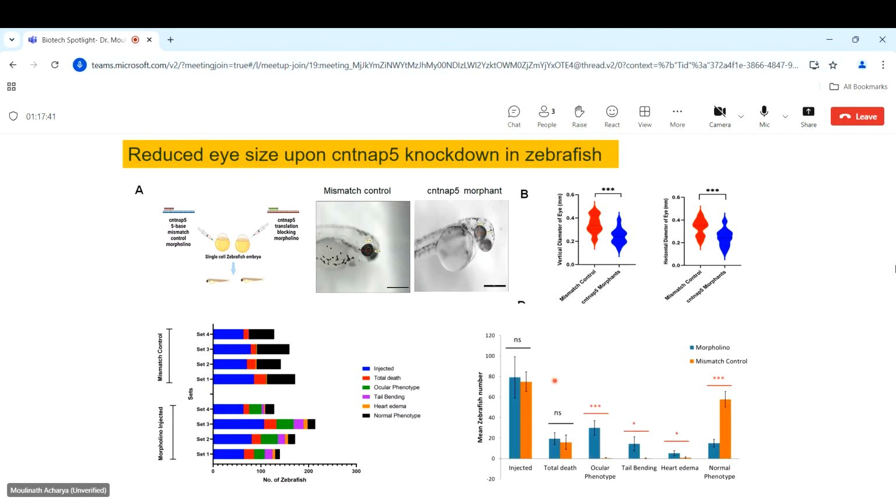Also, we have done this analysis where we have compared the morpholino and the mismatch control. The injected and total death is not significant, whereas obviously the ocular phenotype, and there are other phenotypes also, are pretty significant. The normal phenotype is significantly higher in the mismatch control, which it should be.